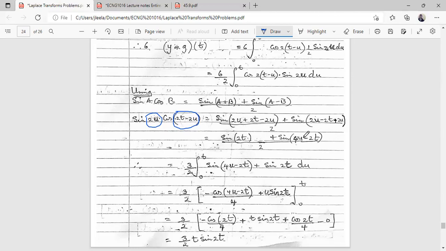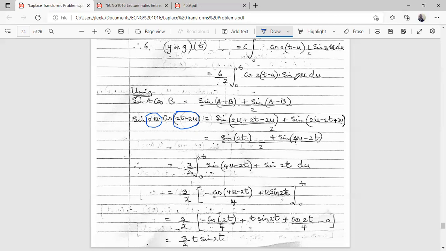And you'll get sine of (4u minus 2t) over 2. Right? So remember you have a 2 here in the denominator. So you're breaking up this here into this down here, using your trigonometric formulas. Right? So what would happen here now?